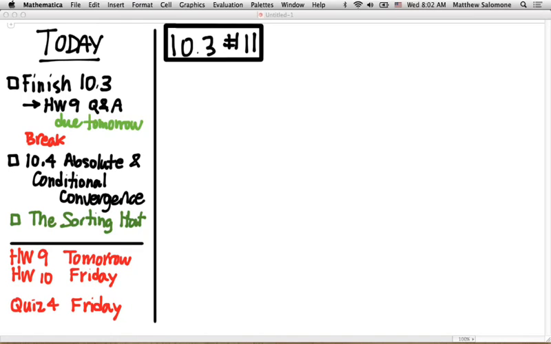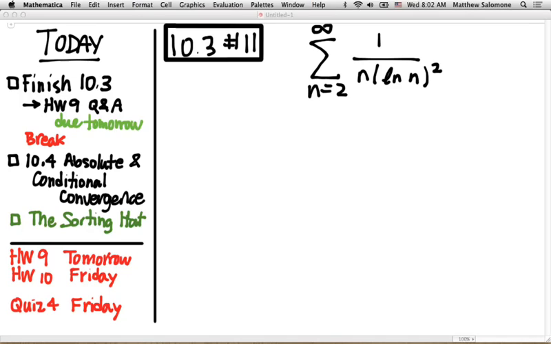So in question 11, you're given an infinite series, the sum n starting at 2 to infinity of 1 over n times the square of the natural log of n. And as with just about every series that we'll analyze, the question is simply, does it converge or does it diverge? So, of course, being that this is 10.3, they've actually given you specific directions on how to assess the convergence of this. They've told you, try the integral test.